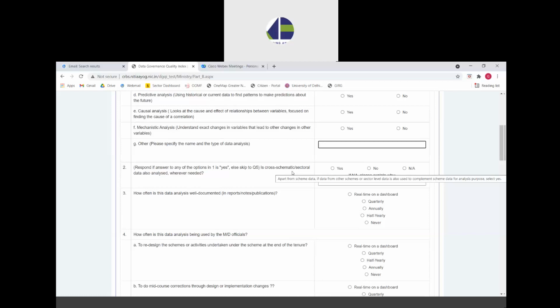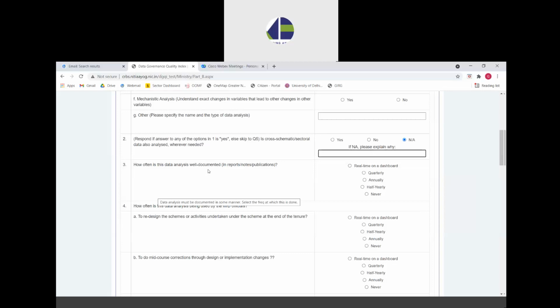is it using, let's say, data of any scheme B or the sector to which scheme A and B correspond to? Is it also taking that sector level data into account and also analyzing that? So ministries can select yes, no, or not applicable accordingly. If the cross schematic or sectoral data is not applicable to be analyzed, the scheme division is requested to explain why is it the case.